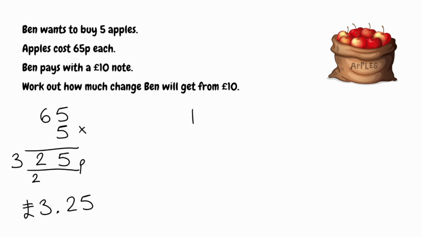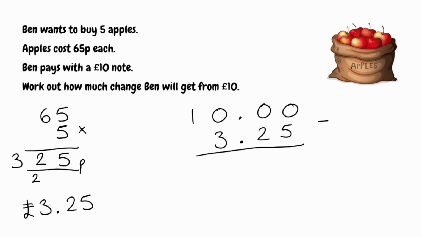So we've got our £10 here. I'm going to put in our decimal place and our 2 zeros for our pence. And then we're taking away this £3.25. Well, to begin with, we've got 0 take away 5. And we can see we've got zeros all the way at the top, apart from the 1 at the beginning. So we're going to have to borrow from this 1.